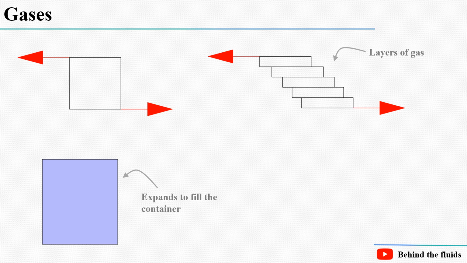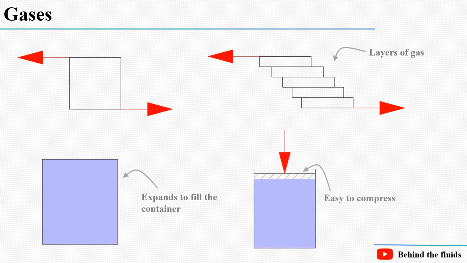Another key difference is that gases are highly compressible. If you apply pressure, the volume can decrease significantly. This is why air inside a scuba tank can be squeezed into a much smaller space under high pressure.